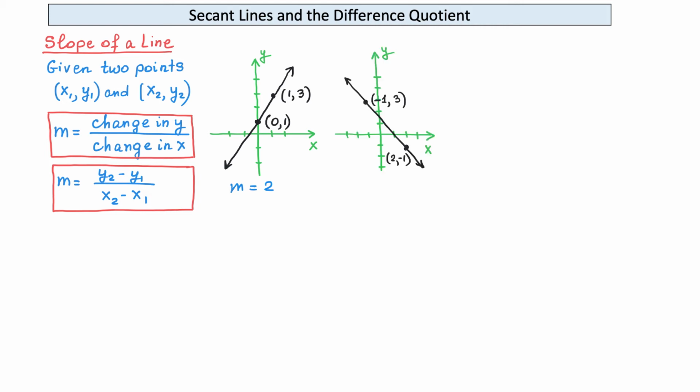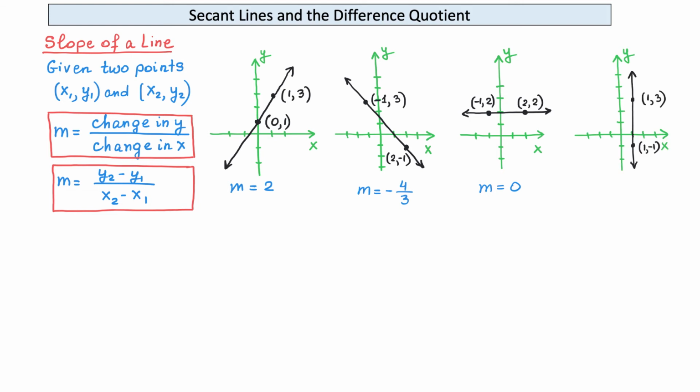In the next example, we have a line that crosses the points -1, 3 and 2, -1. If from this point we move 4 units down and 3 units to the right, then we can say that the slope is -4 over 3. In the next example, there is no change in y, but there is a change in x of 3 units. Then 0 divided by 3 will give us the slope 0. And in the last example, if we start with this point, there is a change in y of 4 units and there is no change in x. Then 4 divided by 0 is undefined.